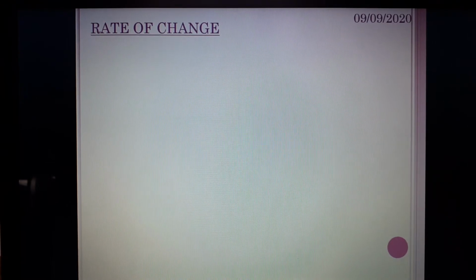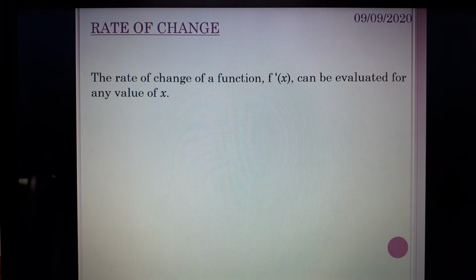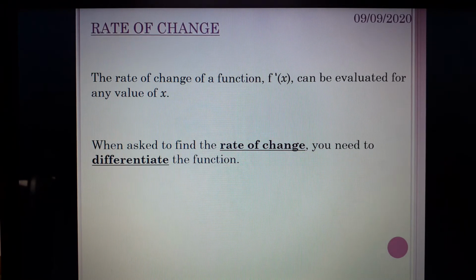Good morning, and today we'll be looking at the context of differentiation, which is the rate of change. Now we can look at a variety of different rates of change. The rate of change of a function f dash of x can be evaluated for any value of x. When asked to find the rate of change, you need to recognise that that is asking you to differentiate the function.